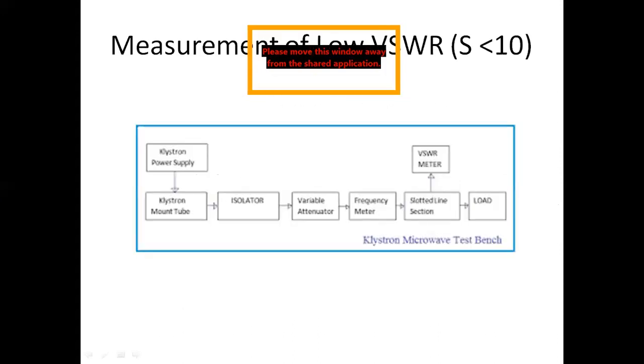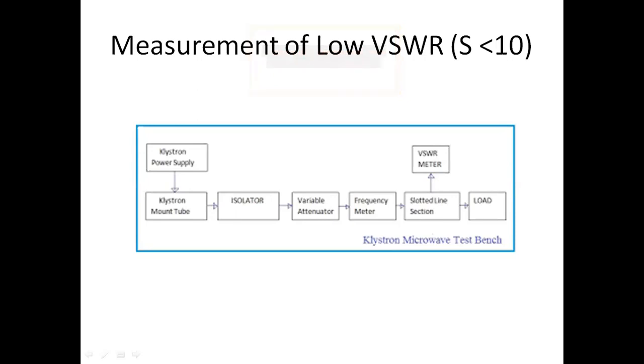Okay. In VSWR, we have two cases, that is low VSWR and high VSWR. We have used both low VSWR and high VSWR in our lab sessions. Low VSWR means S is less than 10. High VSWR means S is greater than 10.